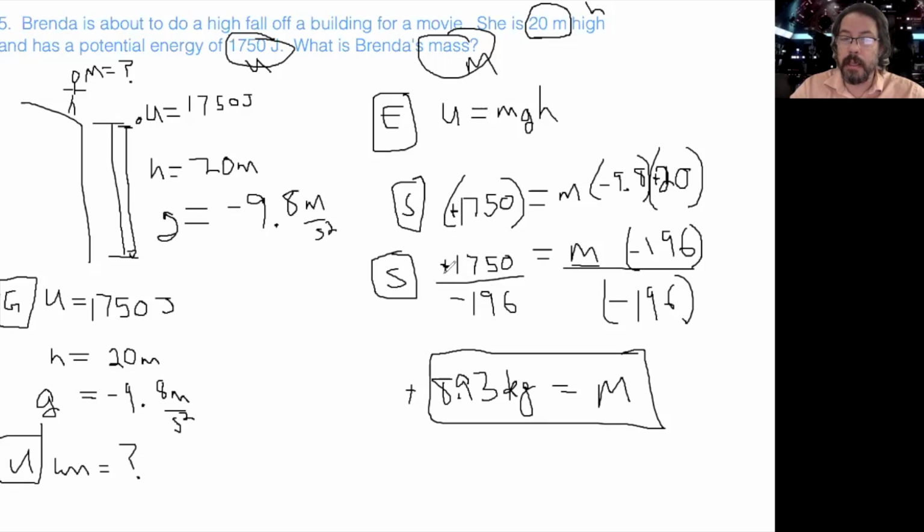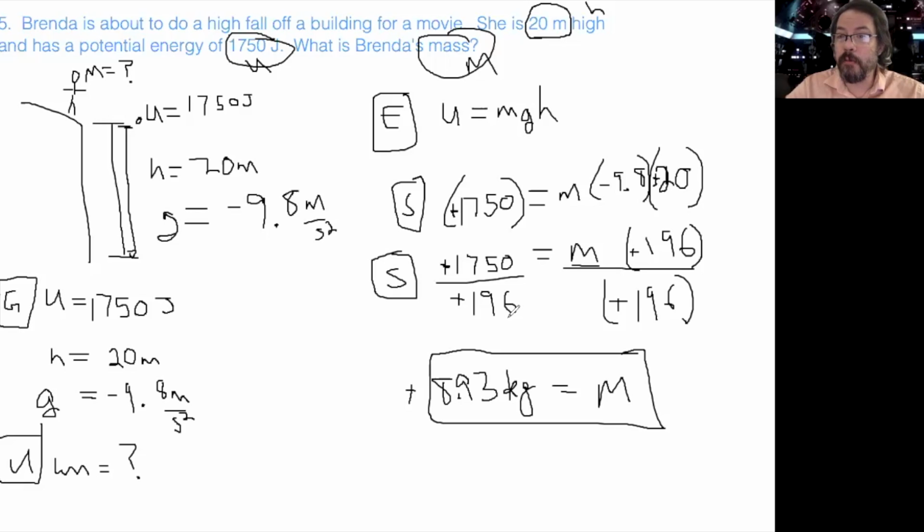If we decide that the height was negative, then this was a positive 196, positive 196, positive 196. Bottom line is the mass should always be positive. You can never have a negative mass, at least for this class. Now, because of that, most of our energy questions, we don't deal with the negative energy, because the direction of energy can be very confusing.